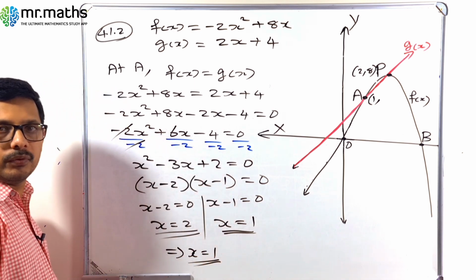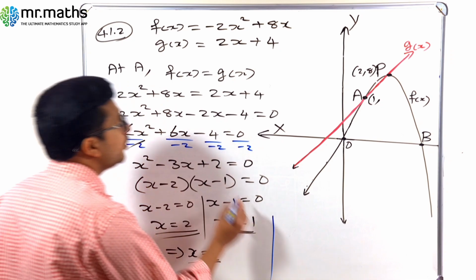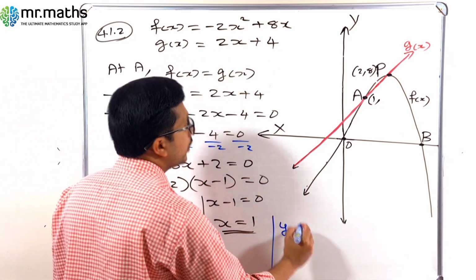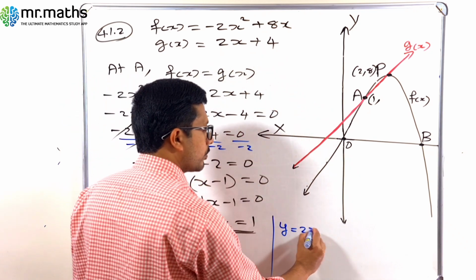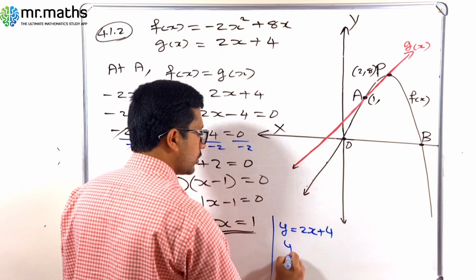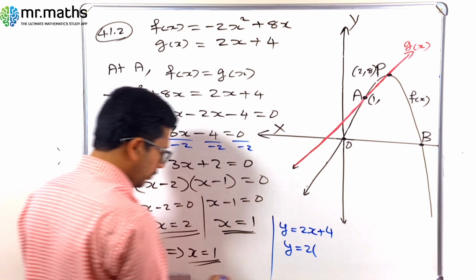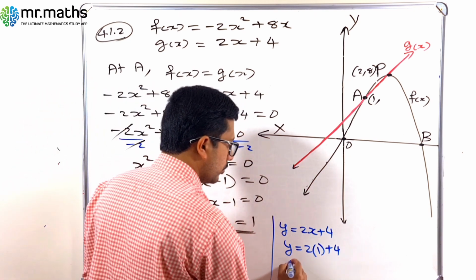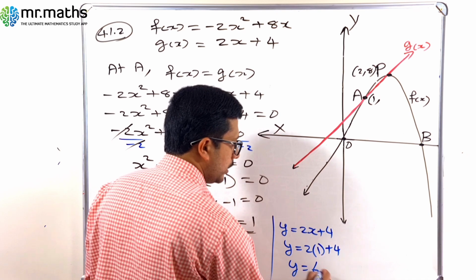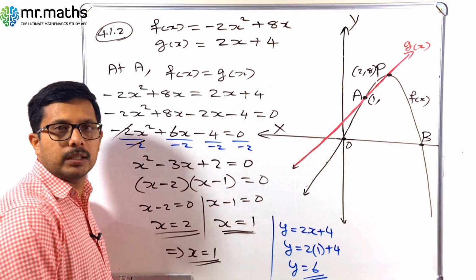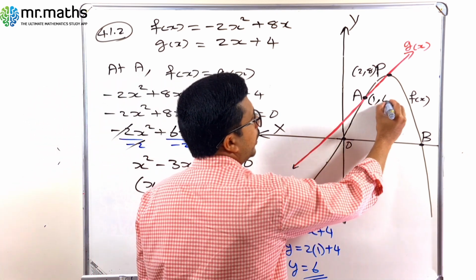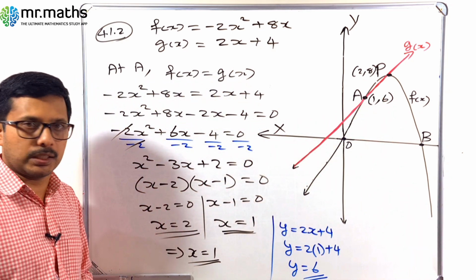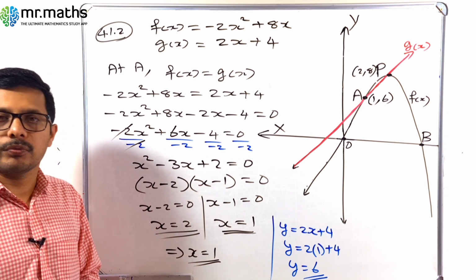Now how can you find the y value? We have to substitute in any equation. Let's substitute here in the small equation. G of x, y is equal to, what is g of x? 2x plus 4. So here if you substitute, y is equal to 2 into what is x? 1. So 2 into 1 plus 4. So y is equal to 2 plus 4, that is 6. So it means that the coordinate of a is 1 comma 6. Okay, so that is the coordinate of a.